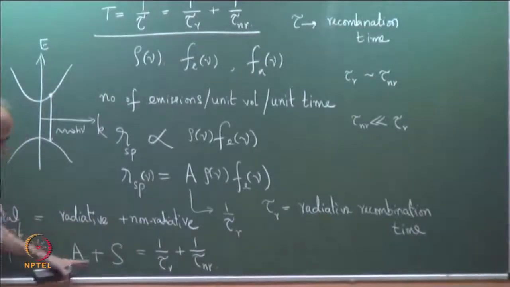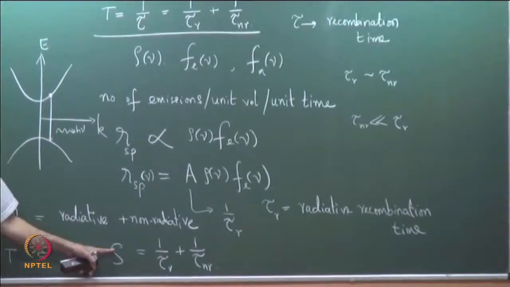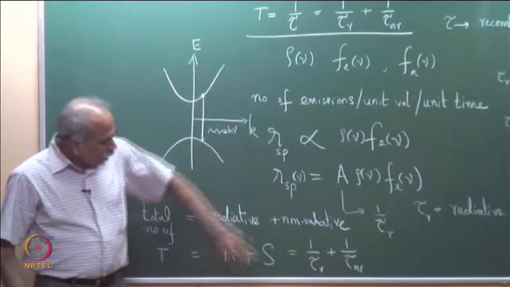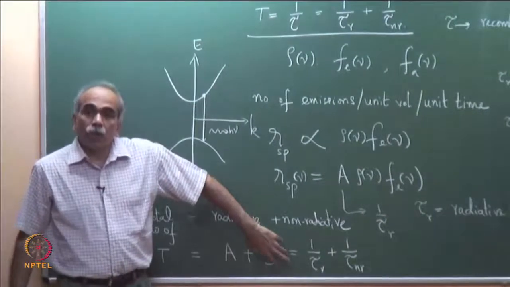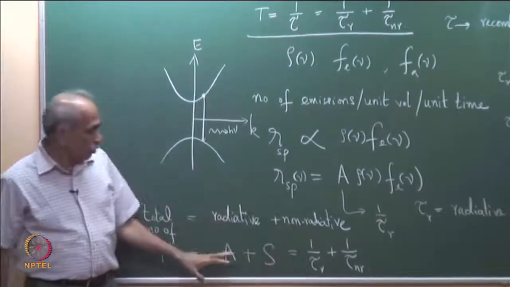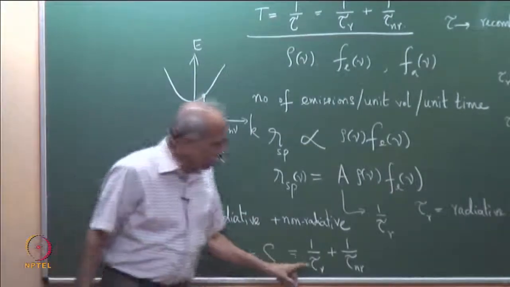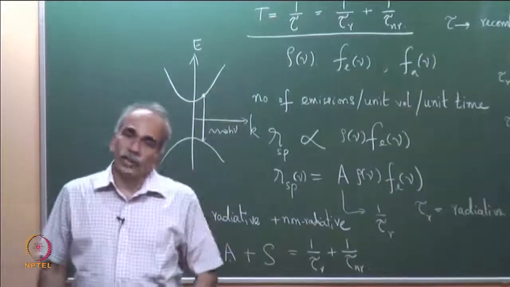and therefore, S is much greater compared to A. We will put some numbers a little later when we go to materials. Therefore, non-radiative transitions dominate much more over radiative transitions. That is the importance of tau r and tau nr.